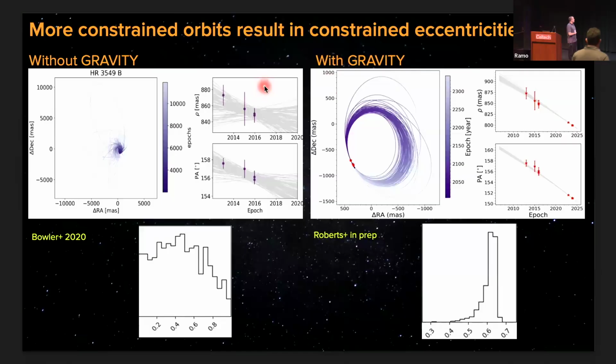This is HR 3549b. Come on, work for me. There we go. This orbit fit appeared in Bowler et al. 2020. This is about a 45 plus or minus 5 Jupiter mass object. And these down here are the eccentricity plots, so the probability as a function of eccentricity. As we include GRAVITY data, the eccentricity really gets constrained, which is a key point in what I'm doing. This is really interesting to us because we're using the eccentricity to help tell us about the formation of these objects that we see.